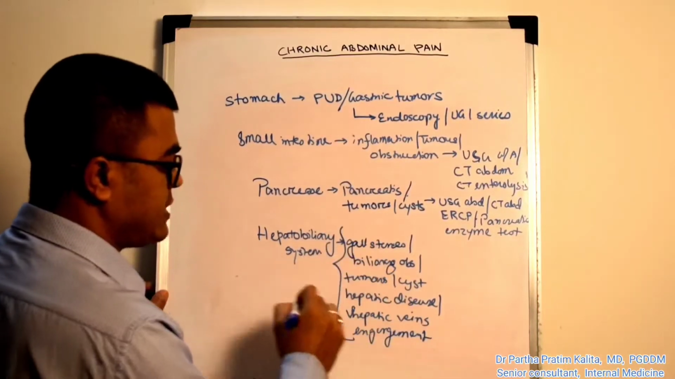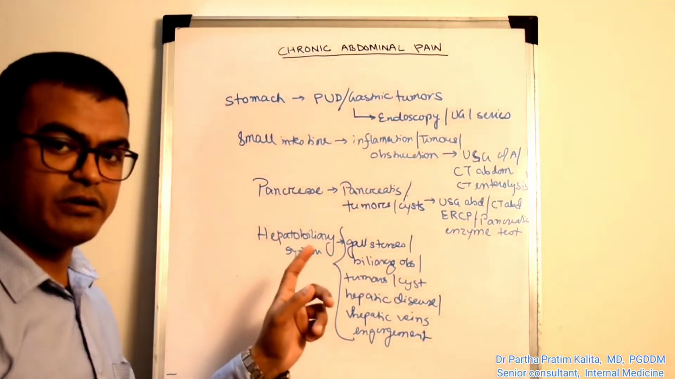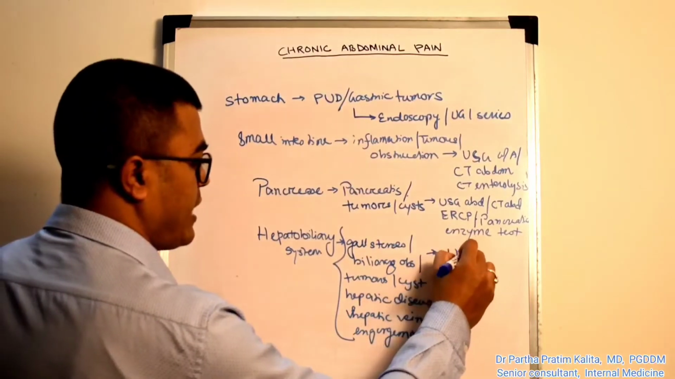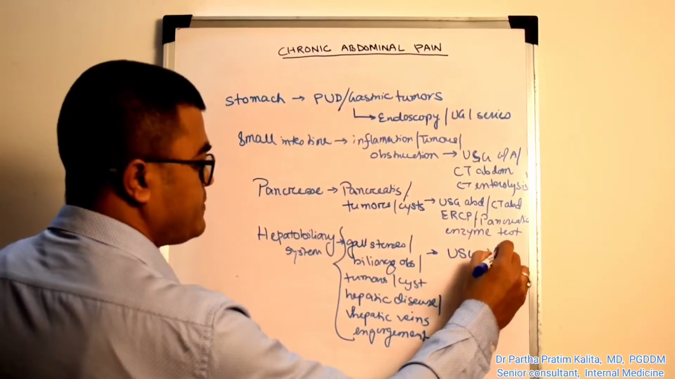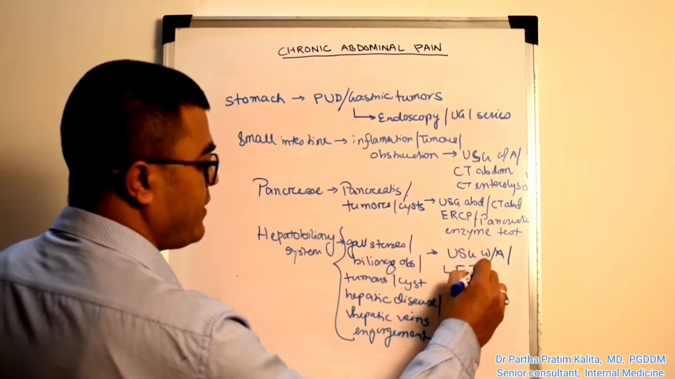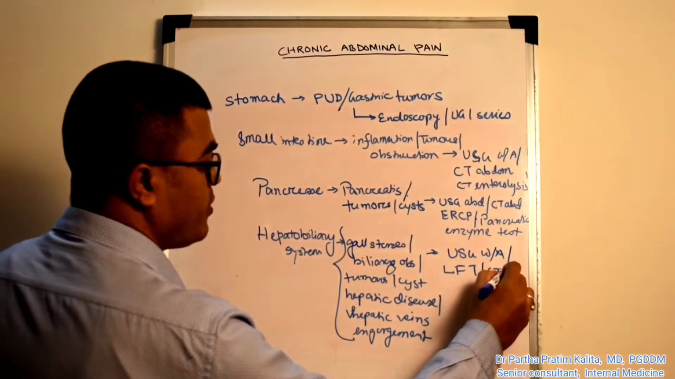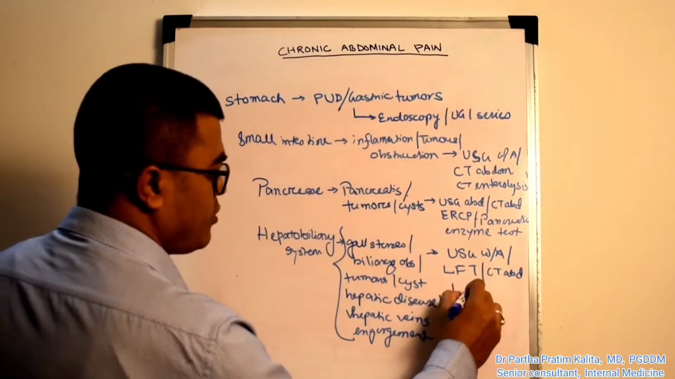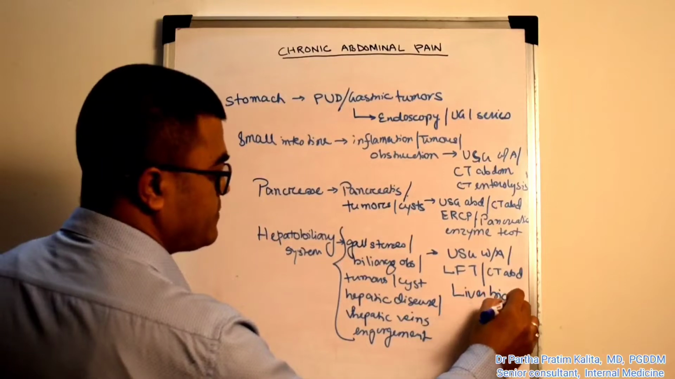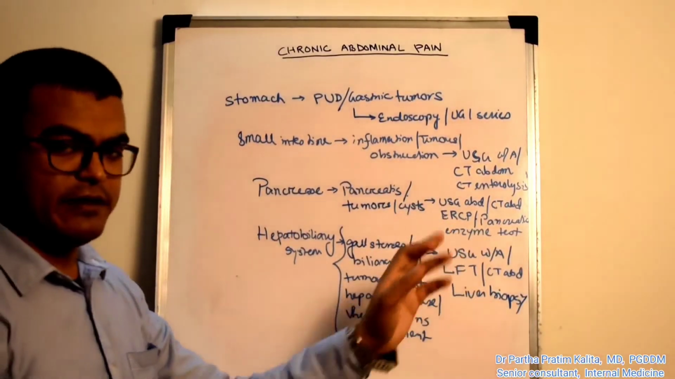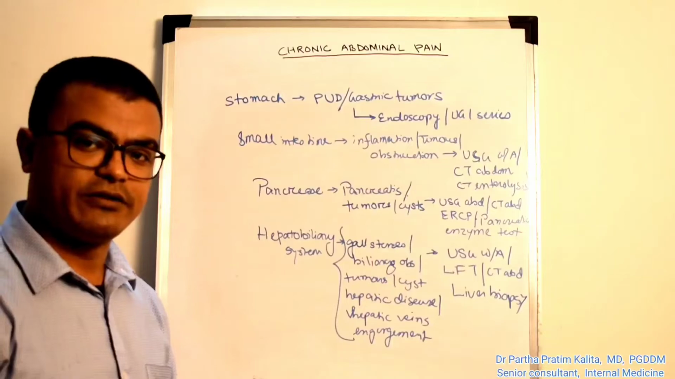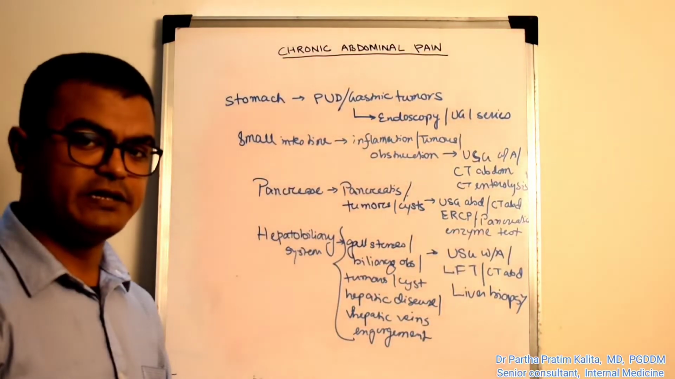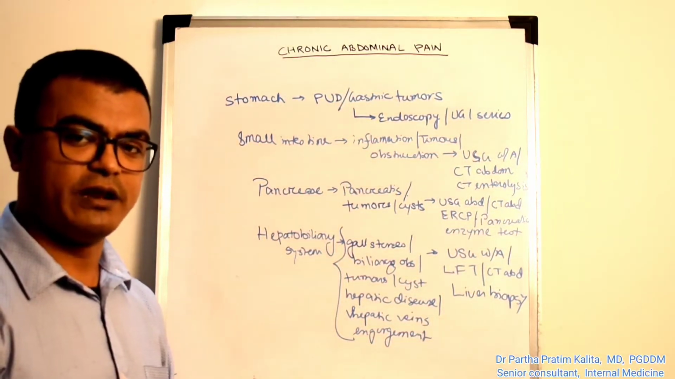So all these diseases in the hepatobiliary system can cause chronic abdominal pain, and to evaluate this we can go for an ultrasound of the abdomen, then we can go for the liver function test, then we can also go for CT abdomen, and last but not least we can go for the liver biopsy. If the other investigations don't give a proper diagnosis, at last we can go for a liver biopsy to diagnose the different diseases which can cause chronic abdominal pain.